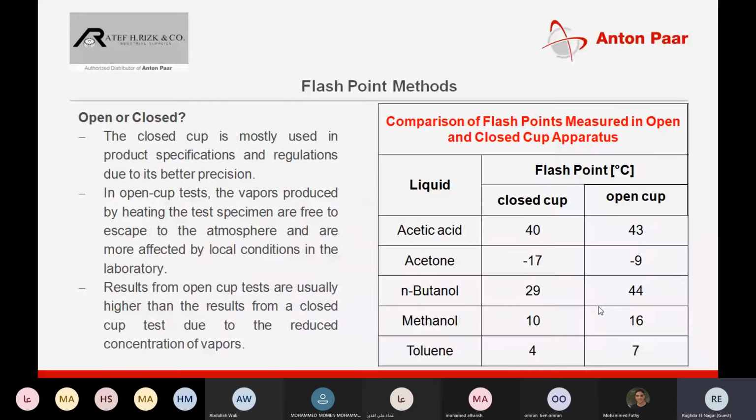Flash point by the two methods differs. The degree of flash point will differ between open and closed. Why? Because in the open cup, the vapors of the sample which evaporate will be dispersed around the environment, and there are too few vapors present. So the flash point by the closed system is more accurate.